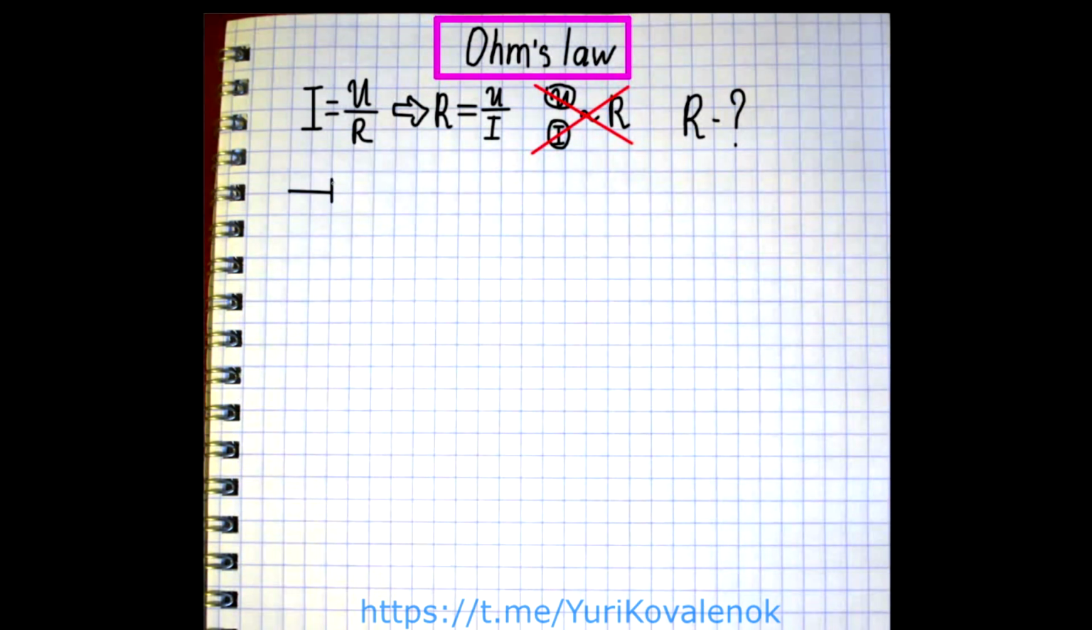I hope you know how to connect an ammeter and a voltmeter in an electrical circuit. The voltmeter has a large internal resistance and is always connected in parallel, and the ammeter must have a very small resistance and is connected to the circuit in series. If you want to learn more about how to connect an ammeter and a voltmeter, then write about it in the comments.